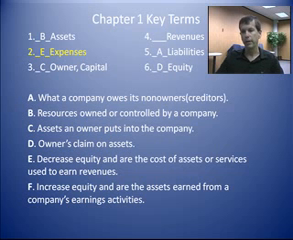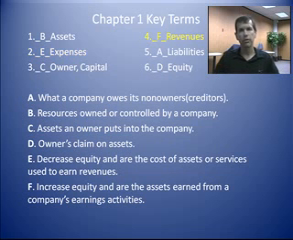F, increase equity and are the assets earned from a company's earning activities. And if you answered revenue for F, that is correct. And typical names for revenue, typically companies will use their type of business as the descriptive term for the revenue. Like a lawyer, for example, might call their revenue attorney fees earned or attorney revenue. An accountant might call it accounting fees earned. A realtor might call it commissions fees earned. Typically, companies will use some type of description to describe the specific name for their revenue.